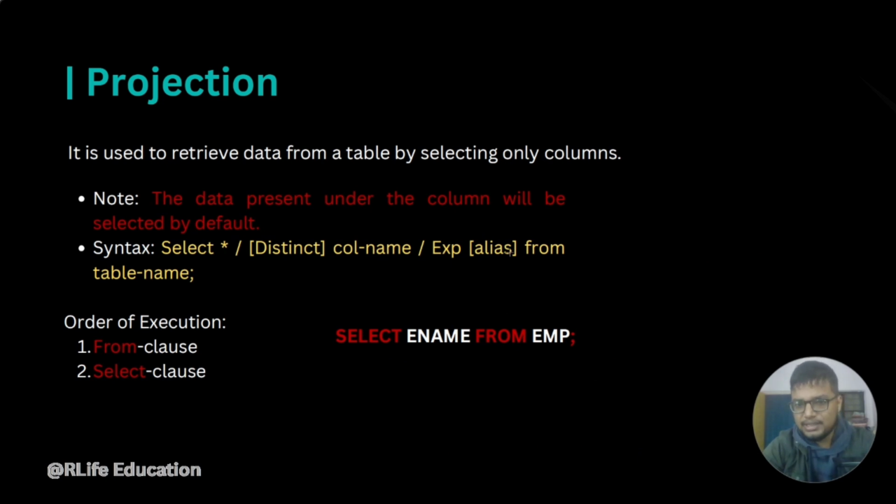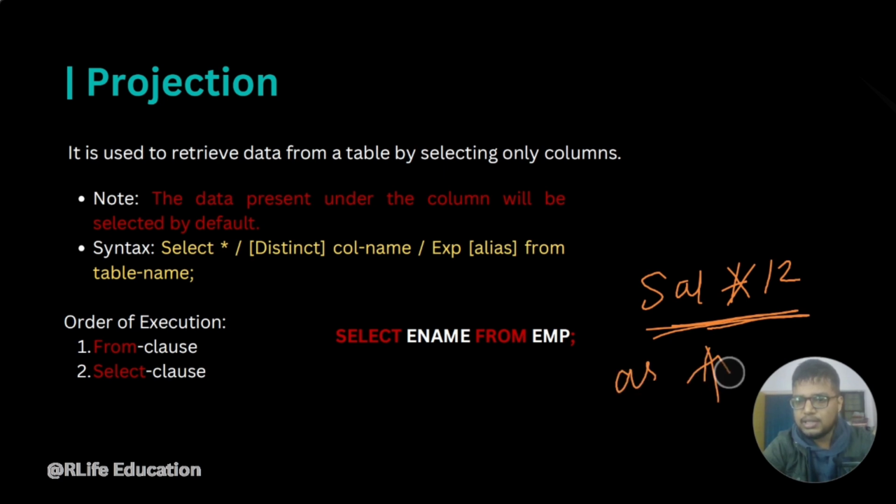What is this expression alias? Expression means that in place of ename, if you want to show the annual salary of employees, you can write salary into 12. This is nothing but the annual salary. But you can't show it just like salary into 12; you have to give it some name. After this, you write as, which means alias. Here, you just mention annual salary. This is nothing but the alias name. I will show you in the hands-on part.